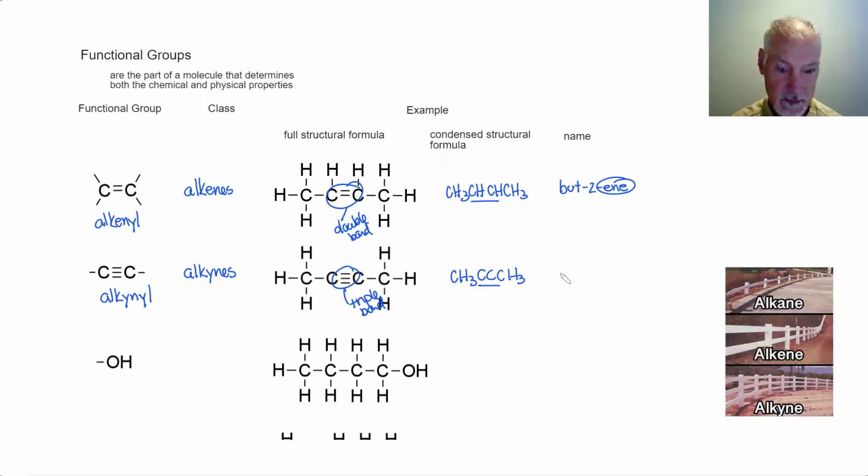This particular chemical would be called but-2-yne. And there's the key to recognizing that it's got the alkynyl functional group.